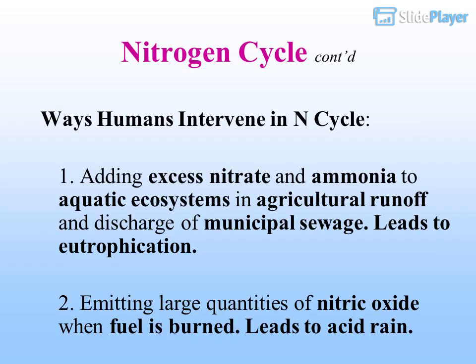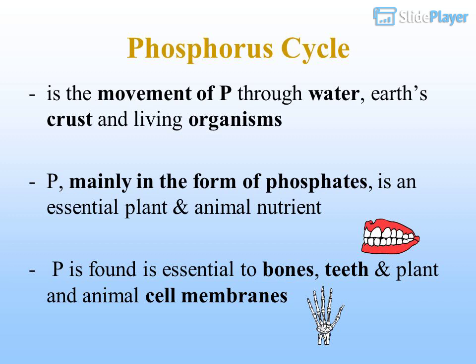Ways humans intervene in the N cycle: 1. Adding excess nitrate and ammonia to aquatic ecosystems in agricultural runoff and discharge of municipal sewage. This leads to eutrophication. 2. Emitting large quantities of nitric oxide when fuel is burned. This leads to acid rain.